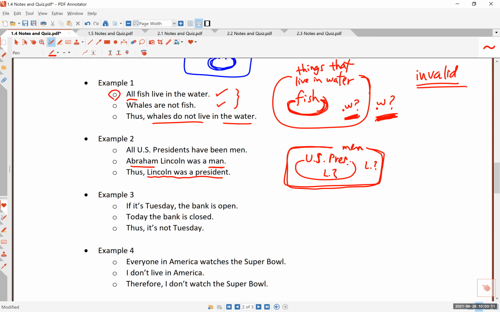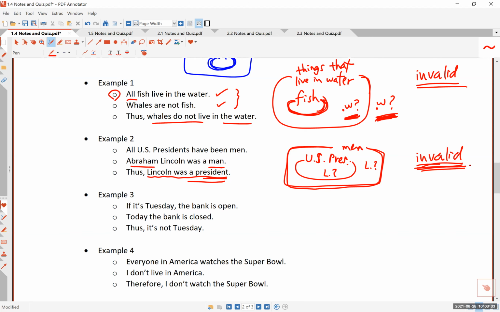So we have this ambiguity. We cannot conclude, therefore, that Lincoln must be a president. It happened to be a true statement, but this argument is invalid. Did you get that? Okay, it is a classic case of an invalid argument with a true conclusion. The conclusion happens to be true by luck, maybe.